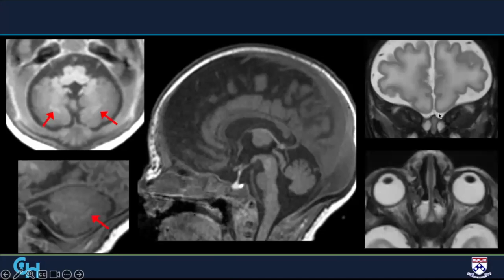The olfactory bulbs and tracts are absent here, and we can see these fluid levels in the nasal cavity. This is a sign of choanal atresia. So together, this makes a very strong case for CHARGE syndrome, and that's what this turned out to be.